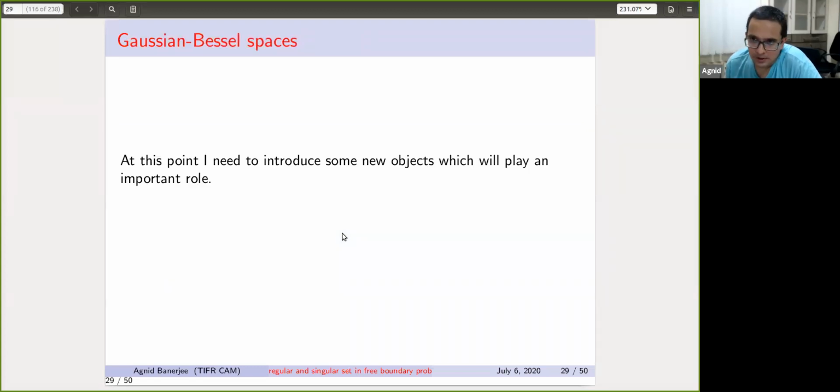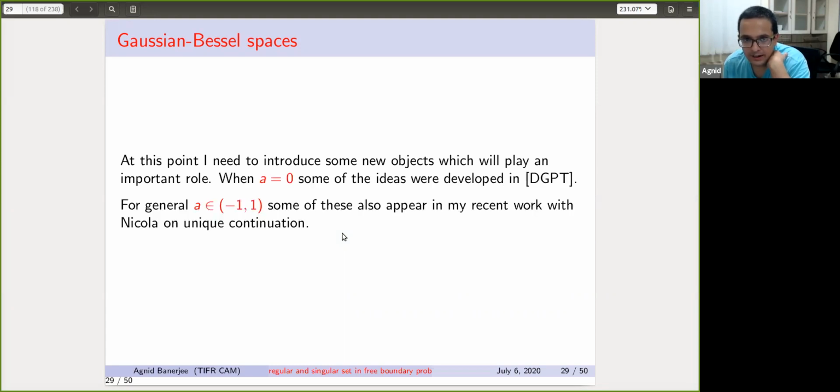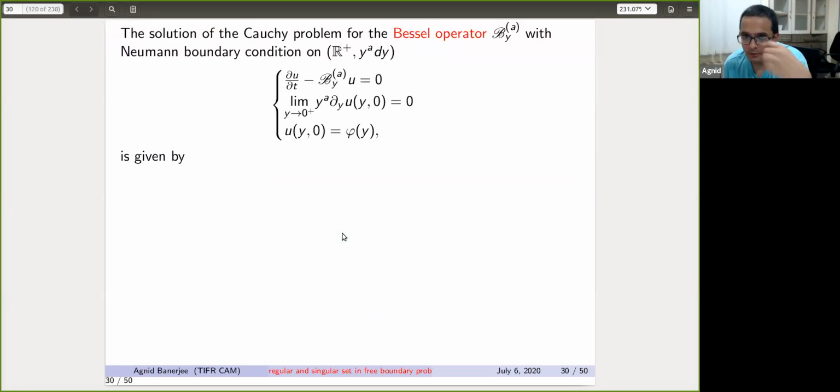So in the Almgren frequency, what comes up is the Gaussian for the heat equation. But now we have a degenerate parabolic PDE, so we need the Gaussian corresponding to that. If you look at the degenerate parabolic PDE, there are two parts. One is the Bessel part and the other is the heat part.